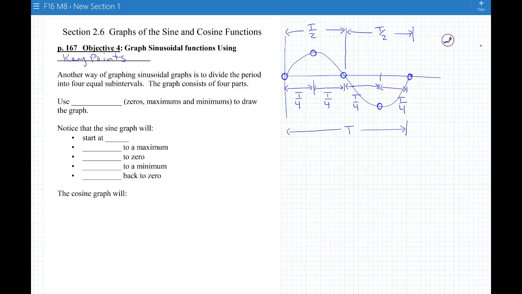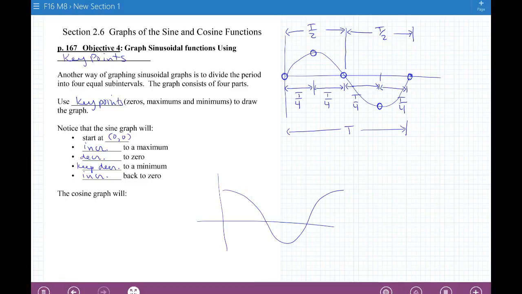So another way of graphing is using this way, and you use key points. We call the zeros, maximums, and minimums the key points. So notice that the sine graph will start at 0, 0. It will increase to a max, then decrease to a 0, keep decreasing to a minimum, and then increase back to 0. So now let's look at the cosine graph, and we'll analyze it in the same sort of way.